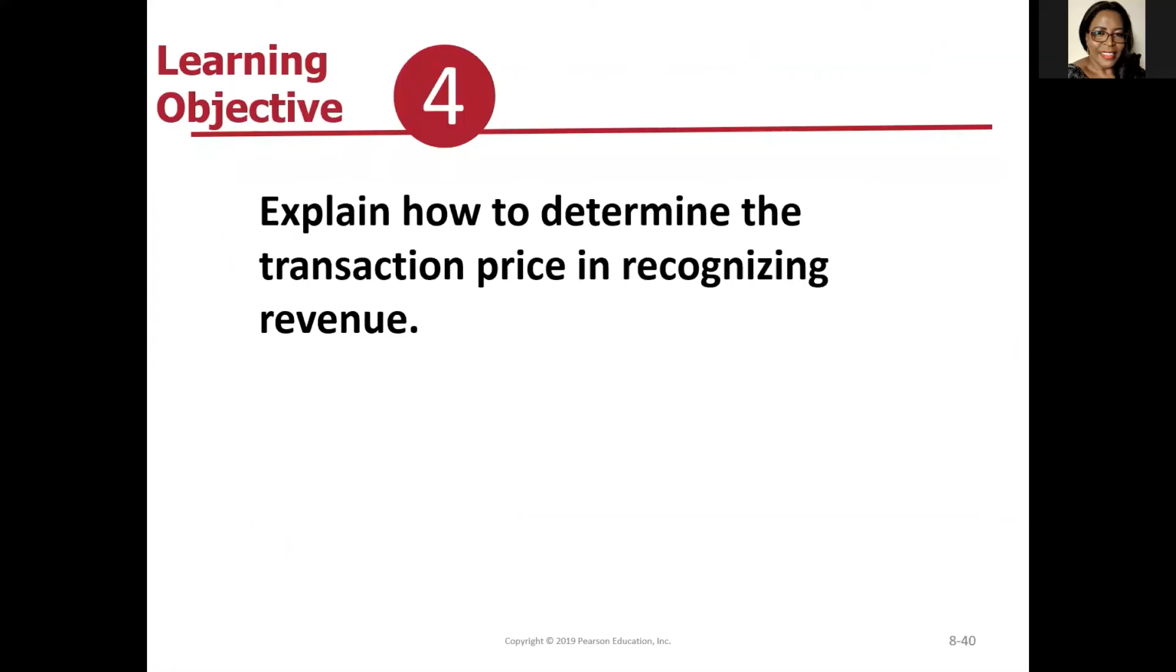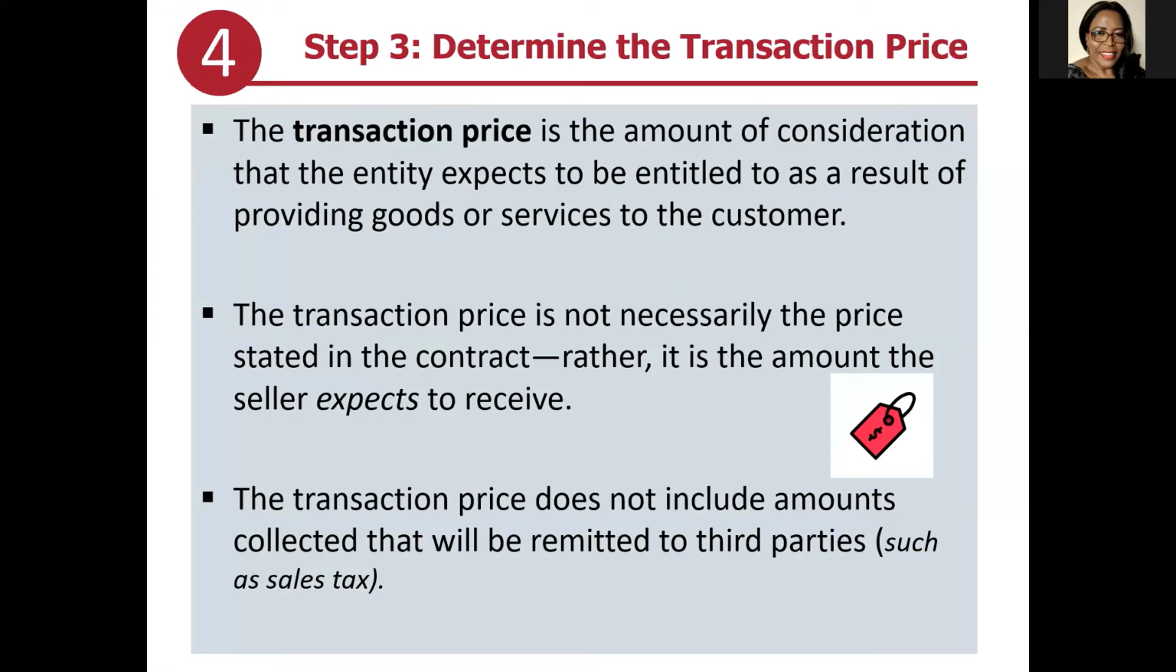We're going into Objective 4, which is explain how to determine the transaction price in recognizing revenue. The transaction price is the amount of consideration that the entity expects to be entitled to as a result of providing goods or services to the customer. This is the third step in the revenue recognition process, which is to determine the transaction price.